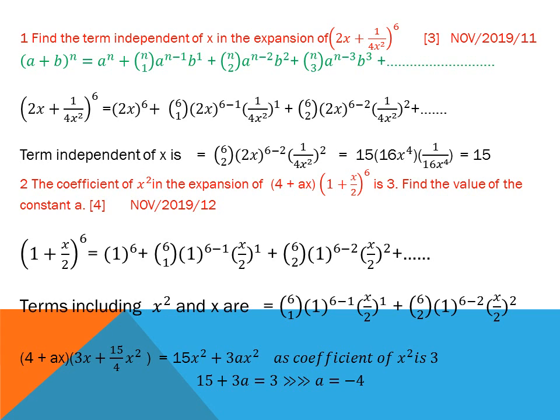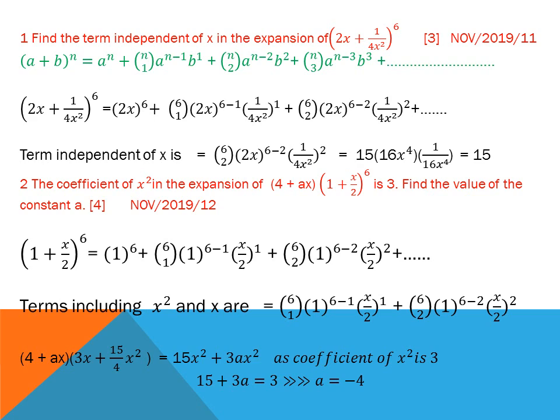In the second question, the coefficient of x^2. There is only a little bit of difference between all these questions. The coefficient of x^2 in the expansion of (4 + ax)(1 + x/2)^6. In the previous question the power is 6, and in the second question the power is also 6. The coefficient of x^2 is given as 3. Find the value of the constant a.